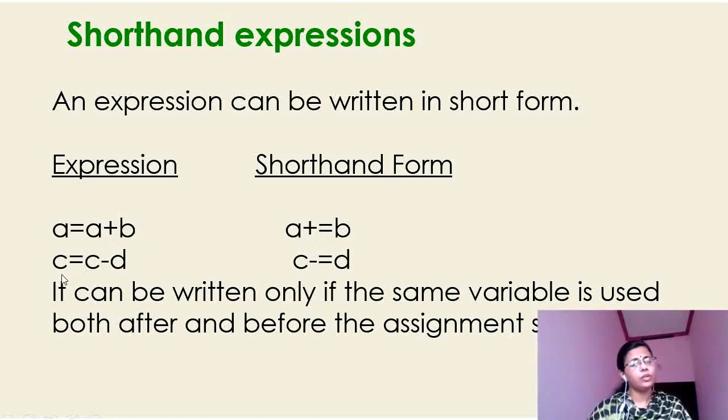For example, look here, C = C - D. You can see C is a variable which is on either side of your assignment operator, on the left as well as on the right. So how will you write this? You will write that variable, then the operator, that is minus, and then equals D: C -= D. Clear? So these shorthand expressions you can use in your Java program.